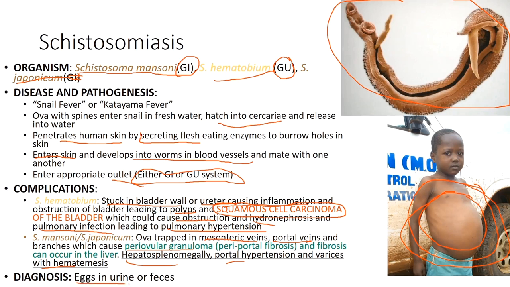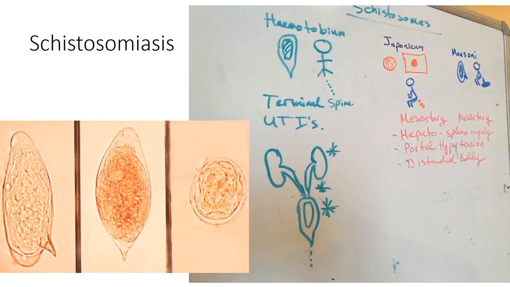So diagnosis, pretty much we want to look for eggs in urine or feces, depending on what it was. Remember, urine for haematobium and feces for the other two. So here is a way that someone from my class, I don't know who it was, drew up, and I thought it was really creative as a way to remember which one goes where, as far as what they look like and the description of them.